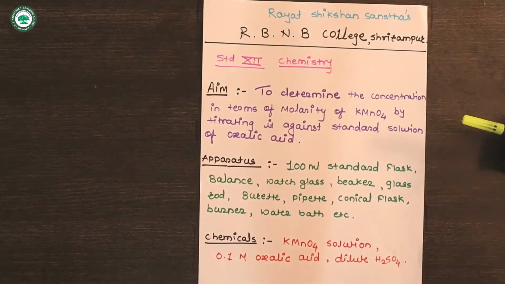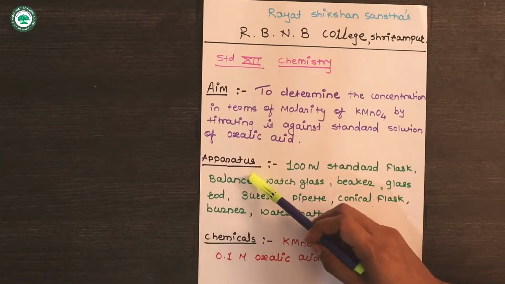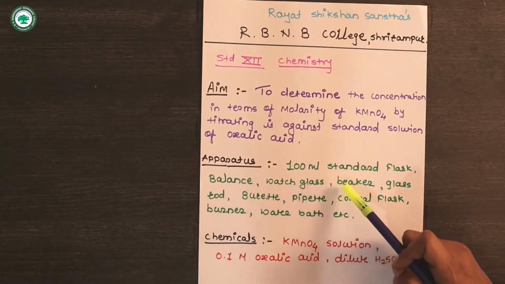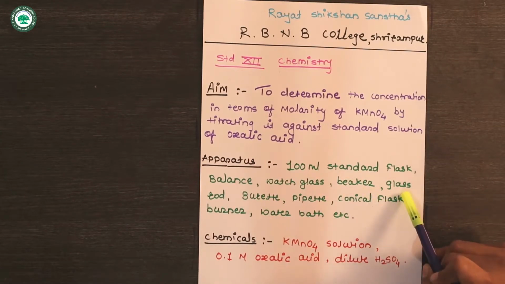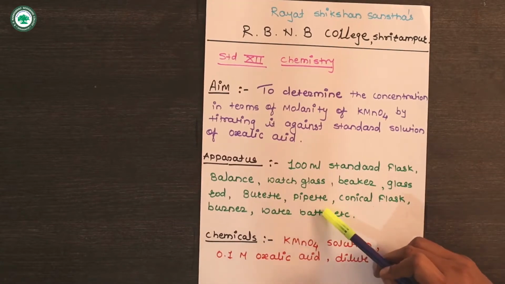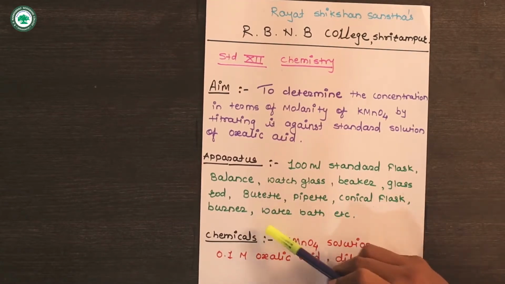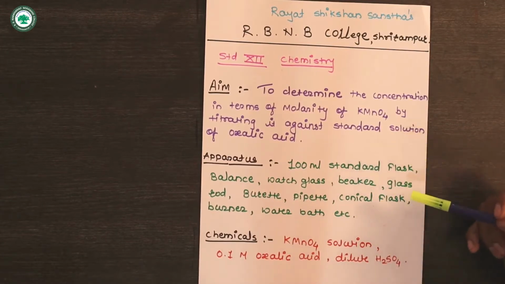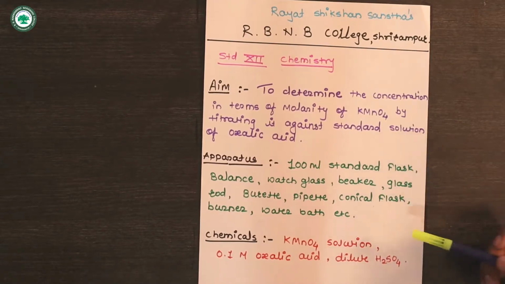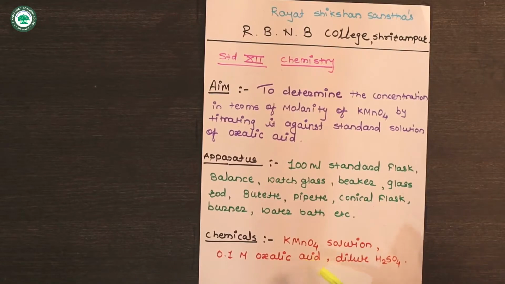Now in this practical we use the following apparatus and chemicals. Here is the apparatus: first a 100 ml standard flask, then balance, watch glass, beaker, glass rod, burette, pipette, conical flask, burner, water bath. With this apparatus we estimate the concentration of KMnO4 solution. Now next, the chemicals. In this practical the chemicals are KMnO4 solution, 0.1 molar oxalic acid and diluted H2SO4.